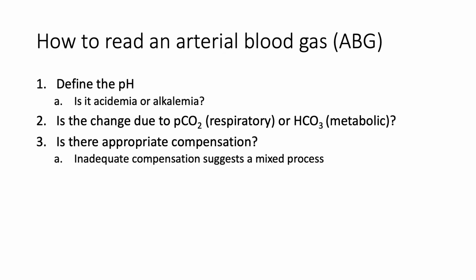So how do we read an arterial blood gas? The first step is to look at the pH and decide, is this acidemia or alkalemia? And the next step is to look at the PCO2 and the bicarbonate to determine whether either of them could explain the pH. Then the next step is to look for appropriate compensation. And if you don't see appropriate compensation, then that could suggest that there's more than one acid-base disturbance going on.